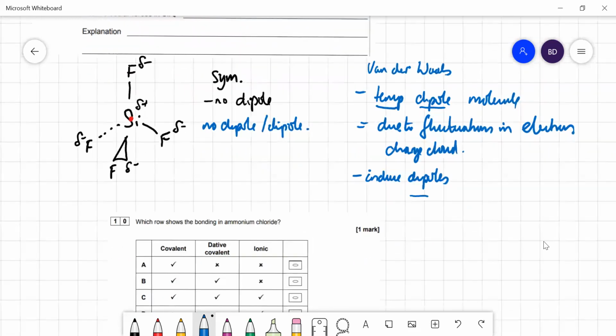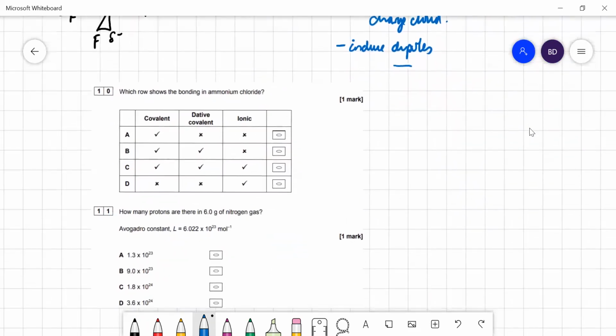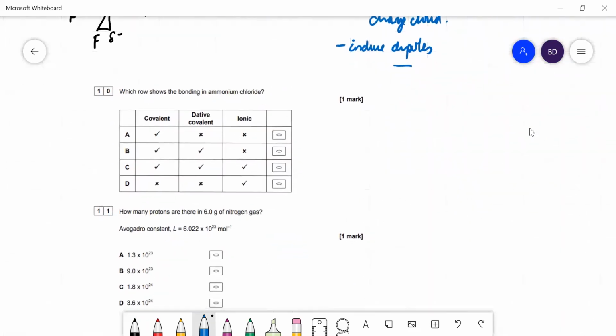Right, on to the multiple choice section of this paper then. Which row shows the bonding in ammonium chloride? Now, ammonium chloride, you have got an NH4+ ion and a Cl- ion, so it's ionic, definitely. But also in the ammonium ion, you've got 3 bonds in ammonia, and then in the ammonium ion, that forms a dative bond to an H+ ion. So you've got dative bonds. So you've got all three there. So it's this one, C. You've got covalent, dative, and ionic bonds.